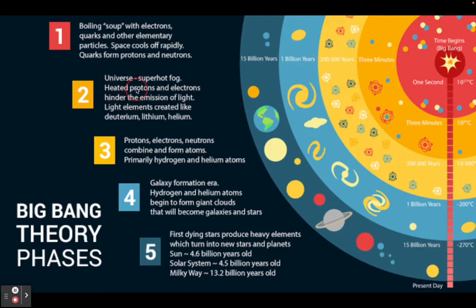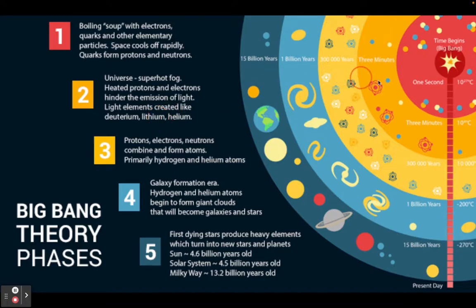Second phase, that would be where the universe becomes a super hot fog. In this phase, heated protons and electrons are going to hinder the emission of light, so light's not really going to escape or pass through this. This is where the lighter elements are created, like deuterium. Deuterium is hydrogen with a neutron, so it's double the mass of your normal hydrogen atom. And then you have lithium and helium. So these are the three lightest elements on the periodic table.